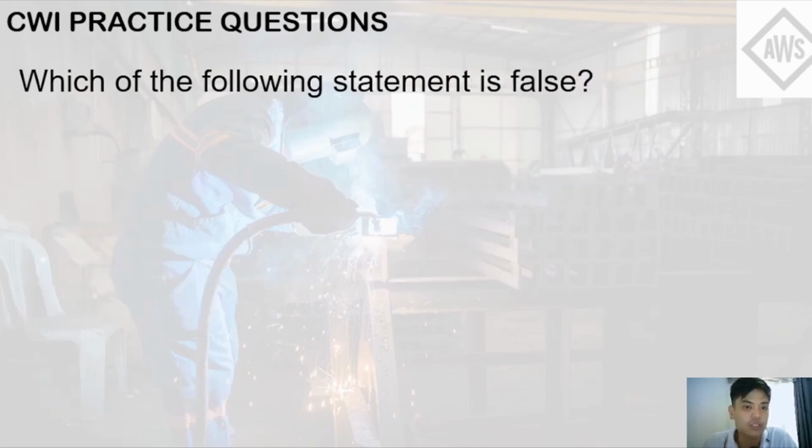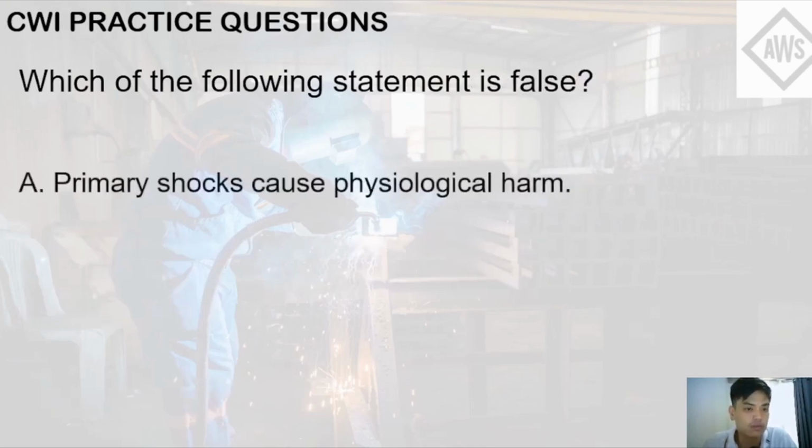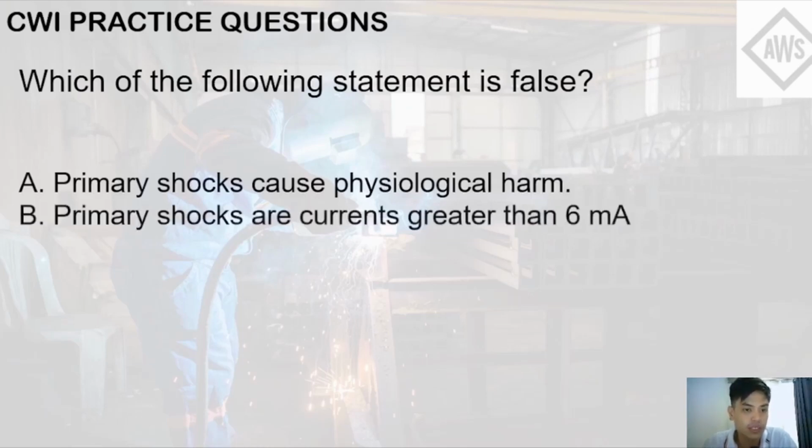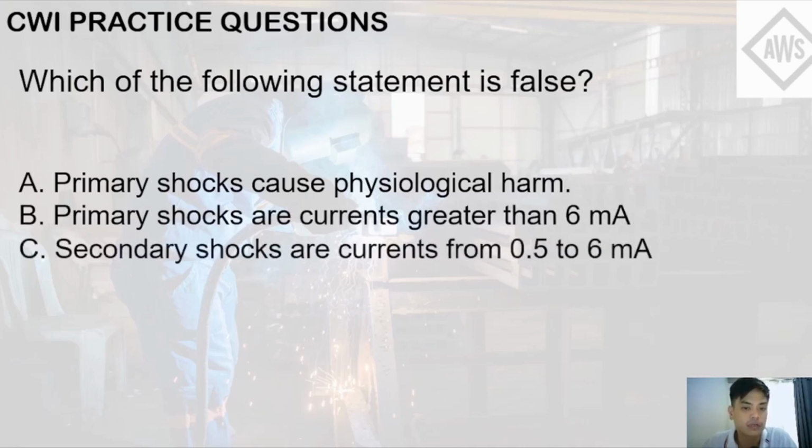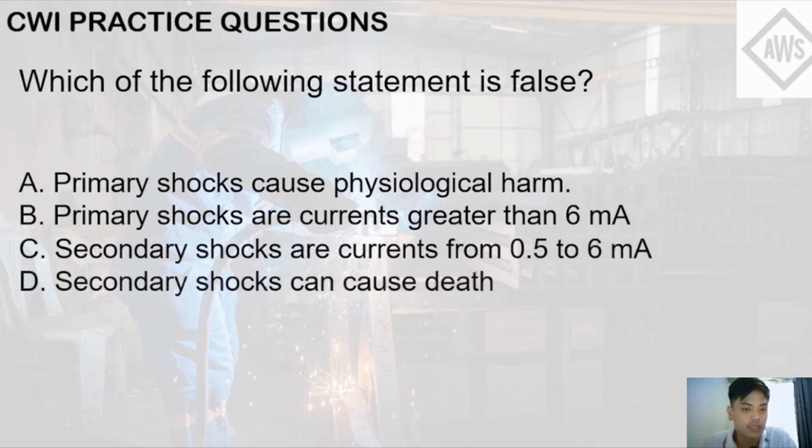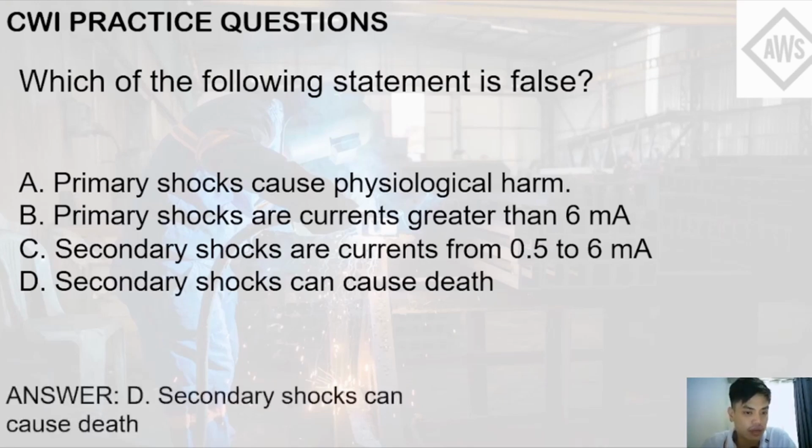Next question. Which of the following statements is false? Letter A, primary shocks cause physiological harm. Basically, this question is regarding electric shock. Letter B, primary shocks are currents greater than 6 milliamperes. C, secondary shocks are currents from 0.5 to 6 milliamperes. Letter D, secondary shocks can cause death. So which of the following statements is false? By the way, you can pause at any time if you want to think of the correct answer. So the answer here is letter D.